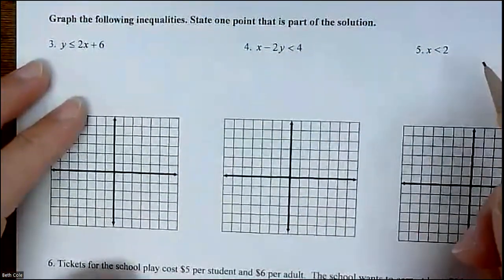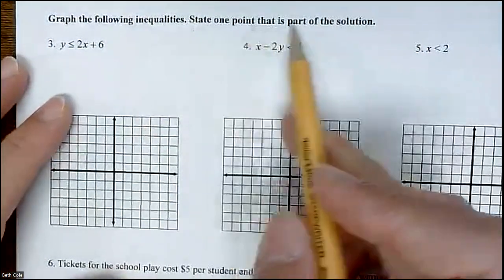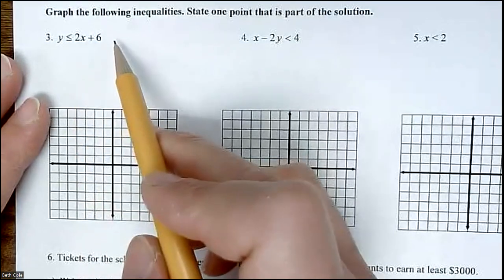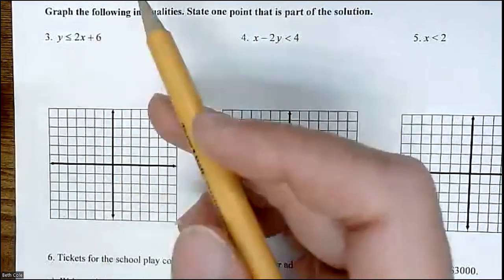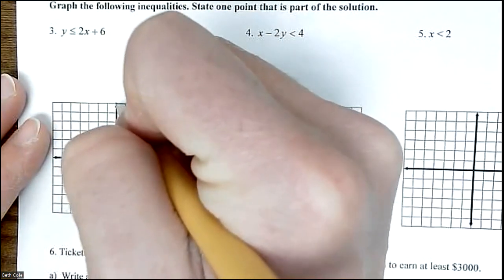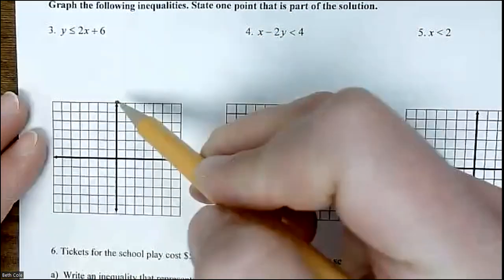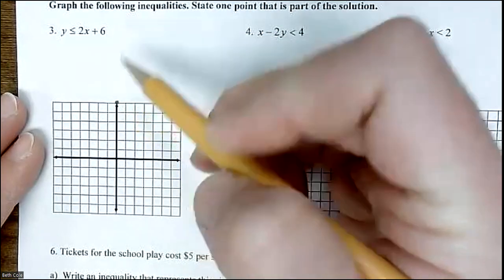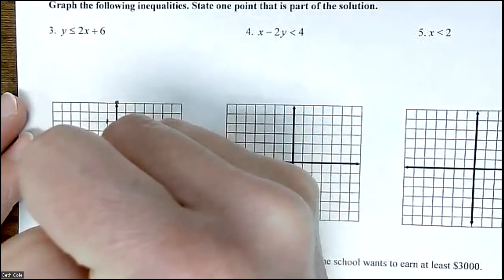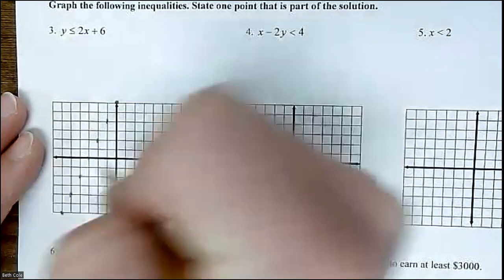All right. And we're just going to try this a few more times. We're going to graph them. State one point that's part of the solution. Now this one looks like y equals mx plus b. So I don't really need the calculator for that. Of course, you can use it. We're going to go up 6. And the slope is 2. So you would go up 2 over 1. That's going to put us off the grid. So instead, I'm going to go this way. You're just going down to left 1.